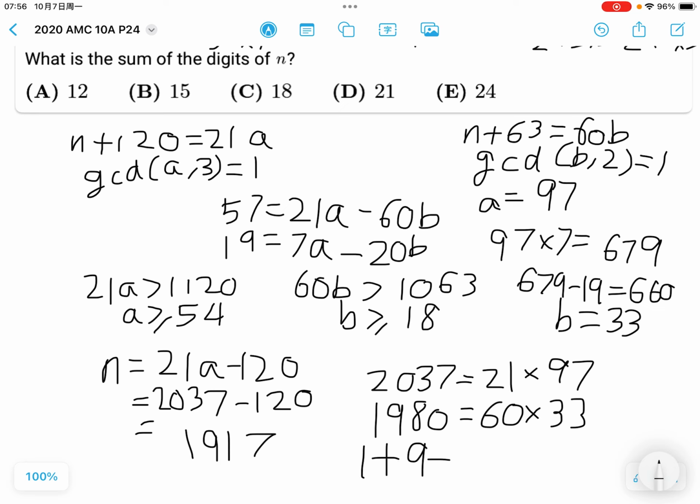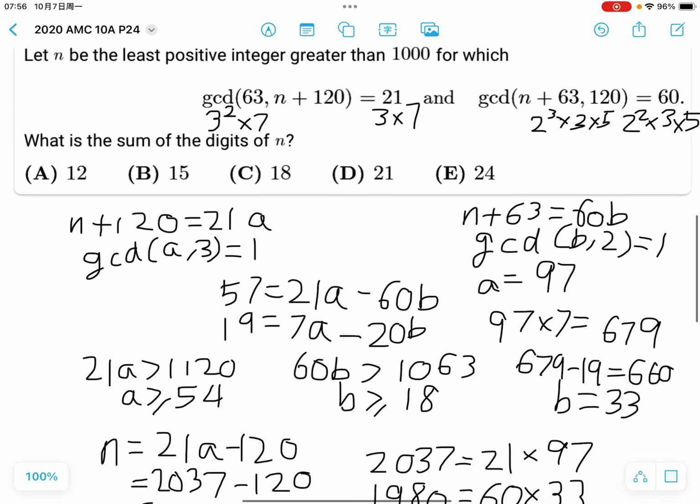If you sum the digits up, 1 plus 9 plus 1 plus 7 is 10 plus 8, which is 18. So the answer is 18.